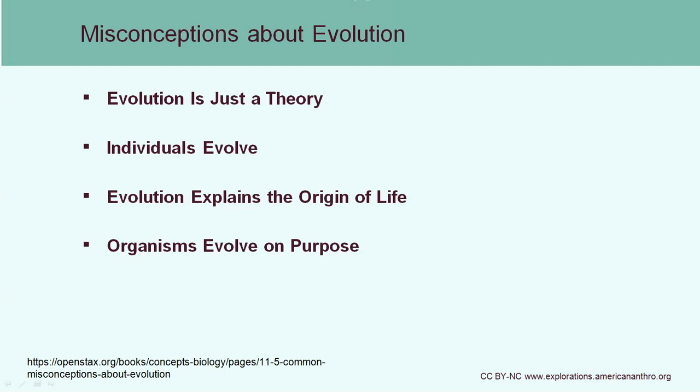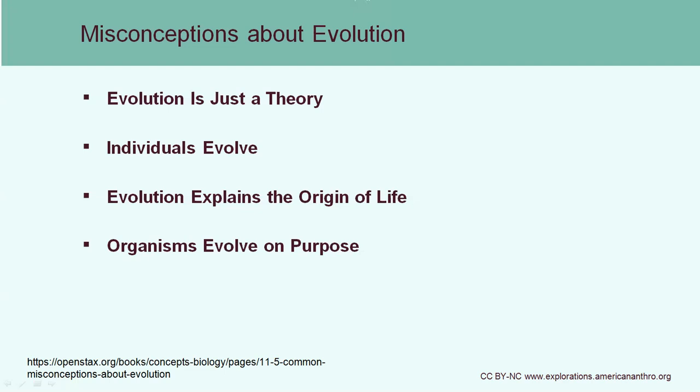Next, the idea that evolution explains the origin of life. So that has never been a goal of evolution. Evolution is just explaining why populations change and why species change over time. They're not trying to explain where we came from in terms of life in general. So we're not explaining where life on Earth originated from. We're just talking about how animals and plants and all the other organisms on Earth are related and why they look or behave the way that they do now.